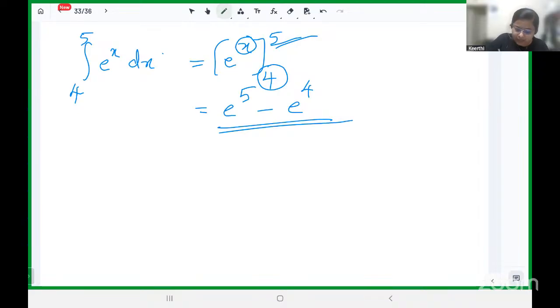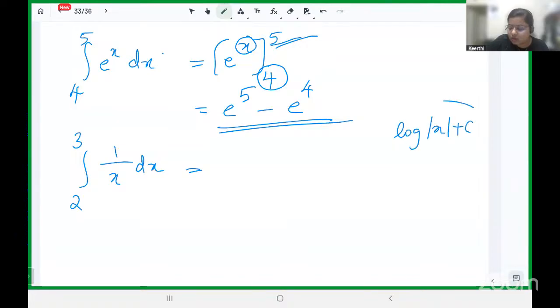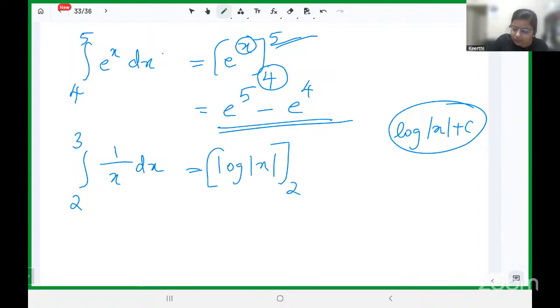Now moving on to the next question. Integral from 2 to 3 of 1 by x dx. So what is the integral of 1 by x? Integral of 1 by x is log mod x plus c. So here also it is log mod x itself, but we have to evaluate it from 2 to 3.